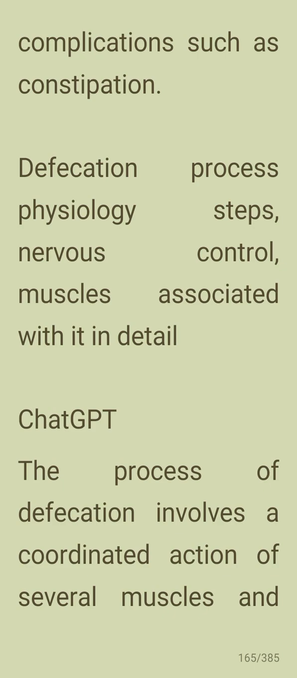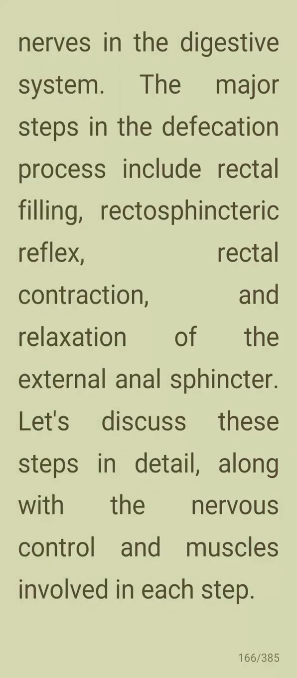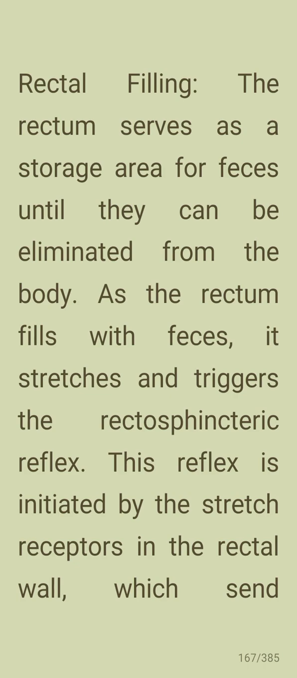Now, defecation process physiology. The process of defecation involves the coordinated action of several muscles and nerves in the digestive system. Major steps in the defecation process include rectal filling, recto-sphincteric reflex, then rectal contraction and relaxation of the external anal sphincter. Let's discuss the steps in detail along with the nerve control and muscles involved in each step. Rectal filling.